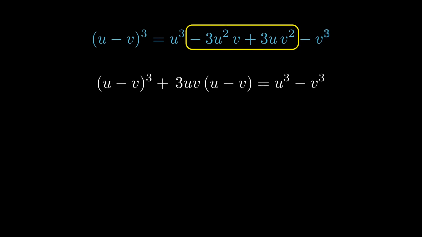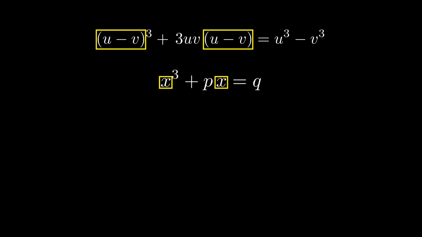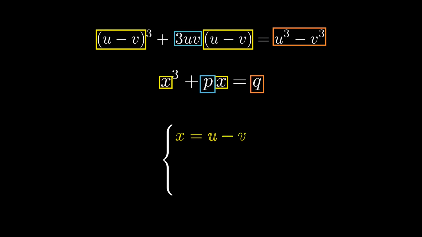Now we bring back our original equation, and we notice that if we put x equal to u minus v, there are some striking similarities, and by way of simple comparison, we get the following system of equations. So x is going to equal u minus v, p is equal to 3uv, and q is going to be u cubed minus v cubed.